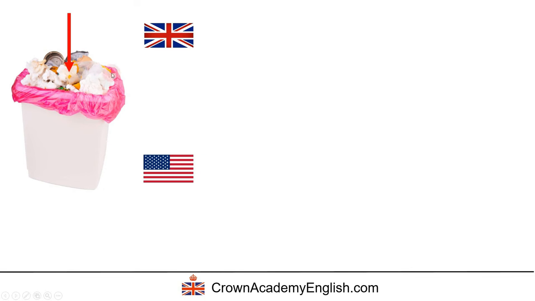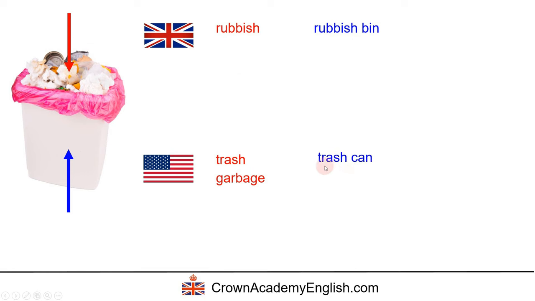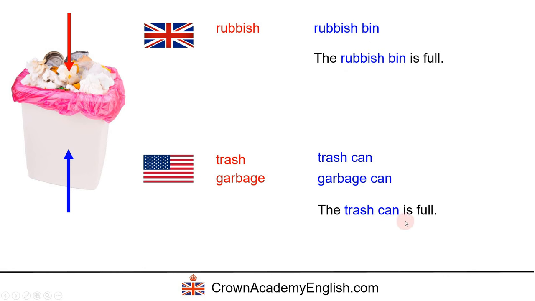And so this in the middle here, British English is rubbish. American English, this is trash or garbage. And this object here in British English, we call this the rubbish bin. And in American English, this is the trash can or the garbage can. Example, we can say the rubbish bin is full. The trash can is full.